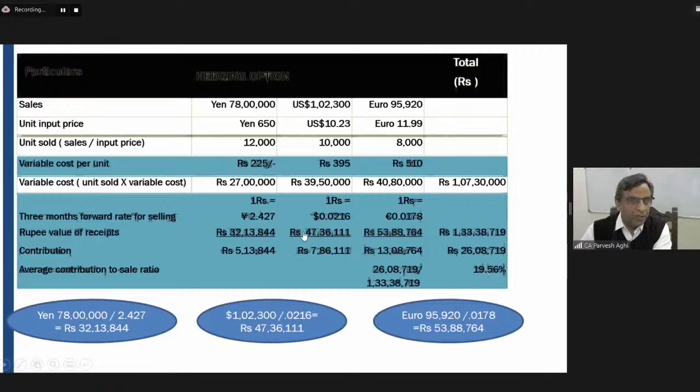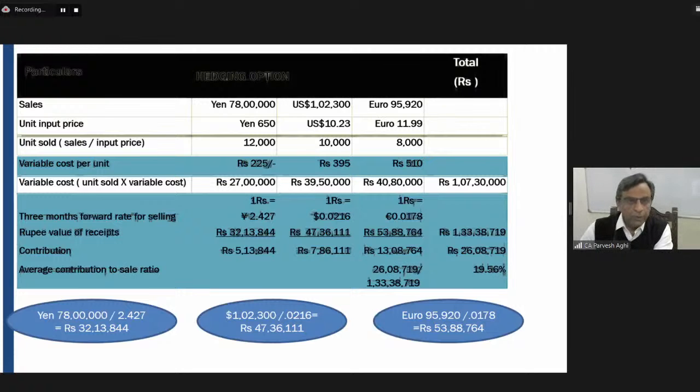Okay, so what we have done, we have calculated first the contribution of each one of these, for the yen, dollars, and euro, all exports. So we just simply added them up. So we got the contribution for the entire amount. Then we divided this by the total sales value to arrive at the average contribution sales ratio. Okay, which comes to 19.56.